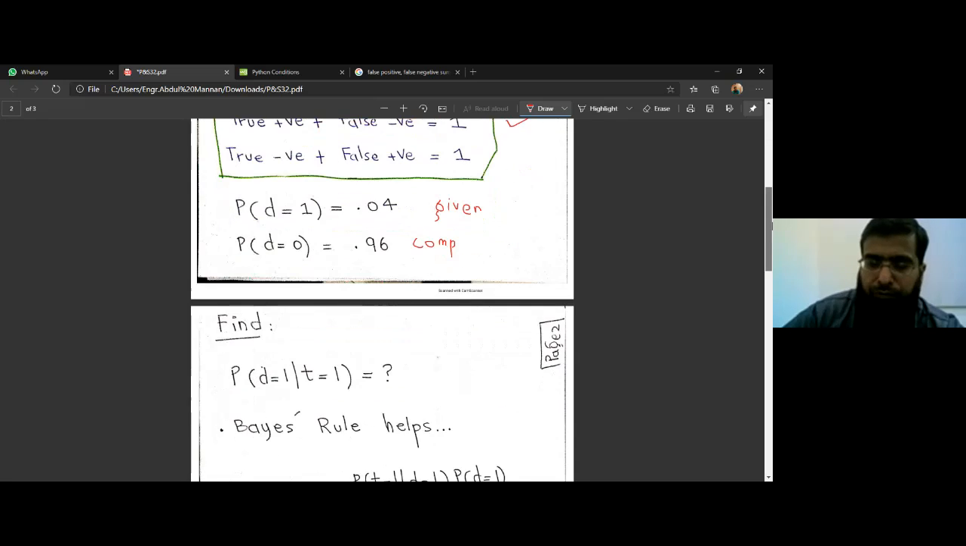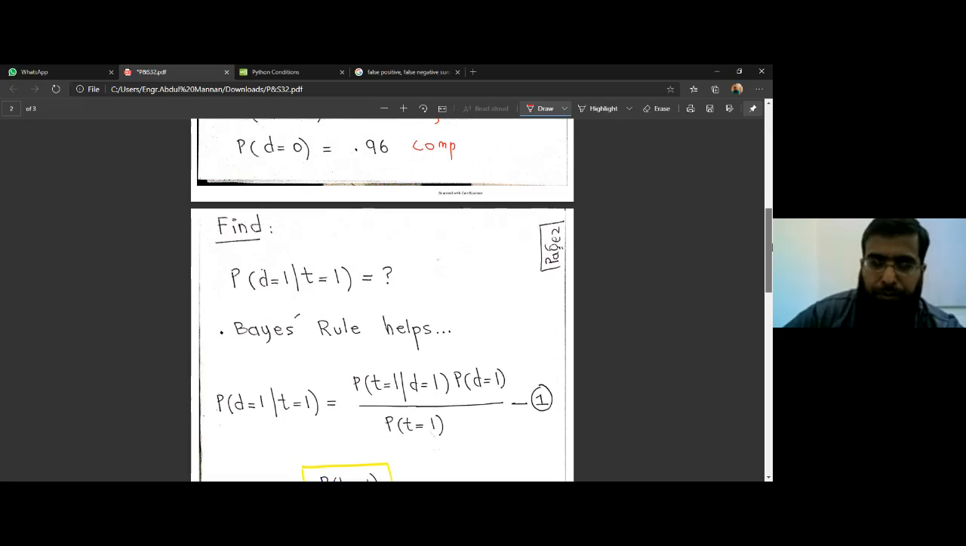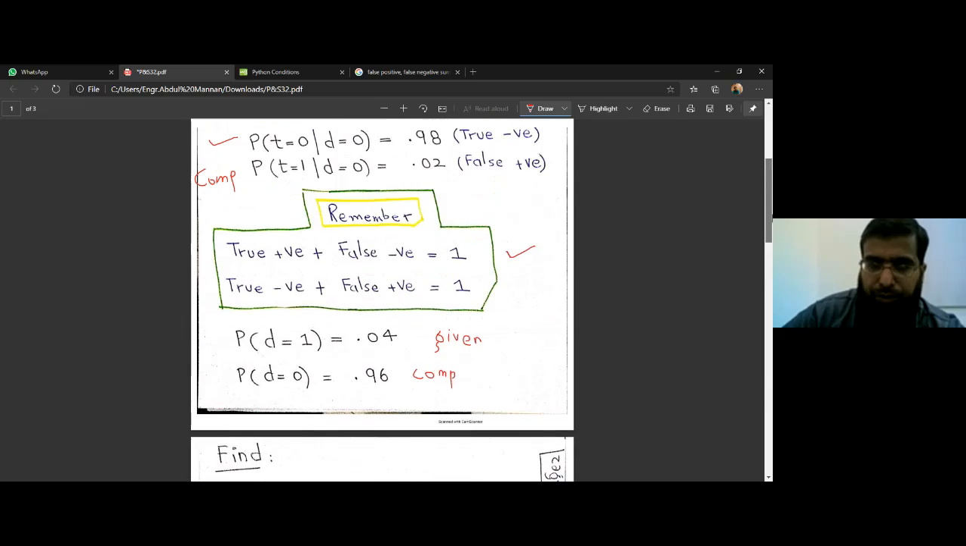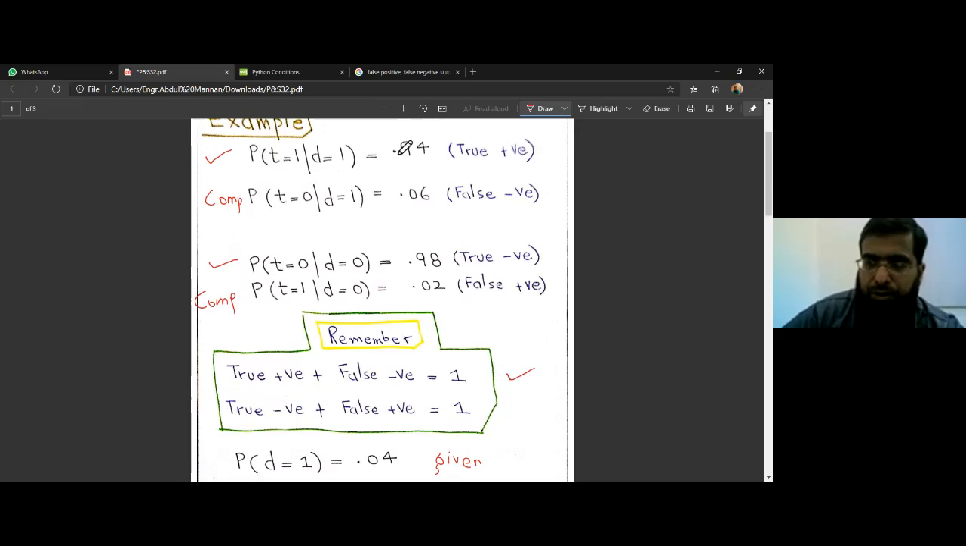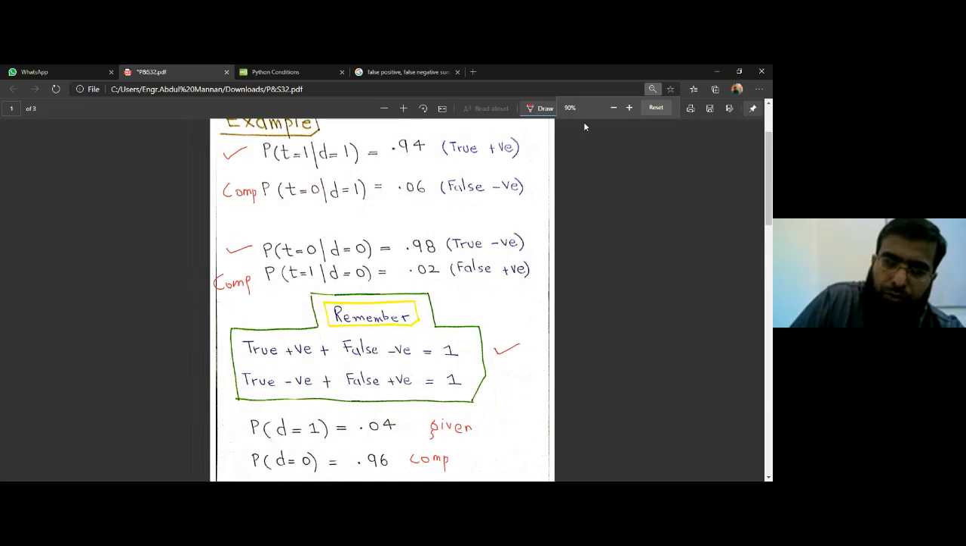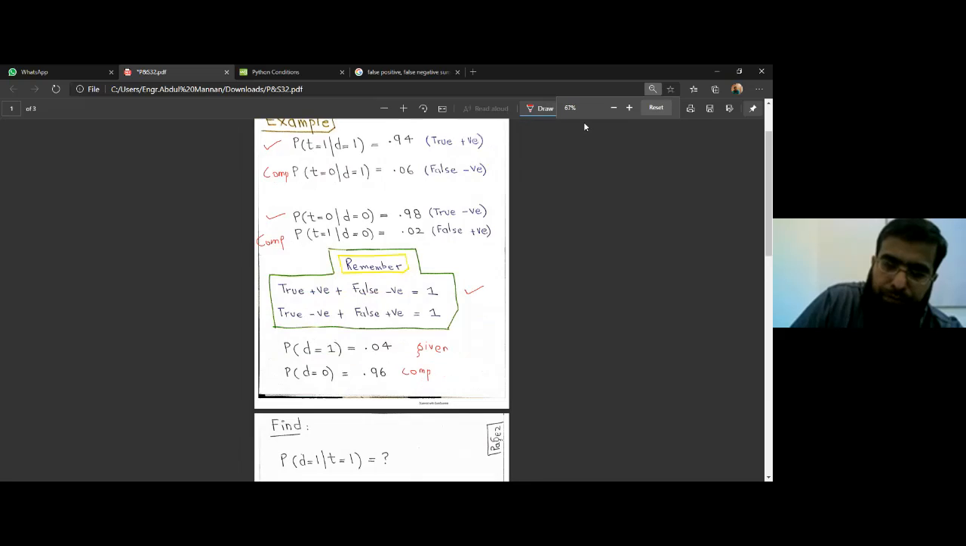There is only one unknown in this problem: given that the test is positive, what is the probability that the disease is actually there? We know this probability, P(D=1 | T=1)... actually, P(T=1 | D=1), which means the probability that the disease is there and the test detects it correctly. We are given this probability.